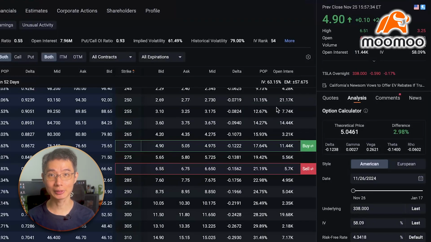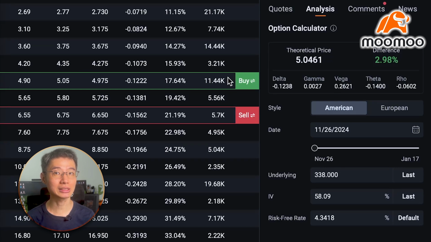Once I've chosen the option strategy, I can also use moomoo's option calculator to observe the potential theoretical price changes in options by modifying the parameters, such as the expiration date.